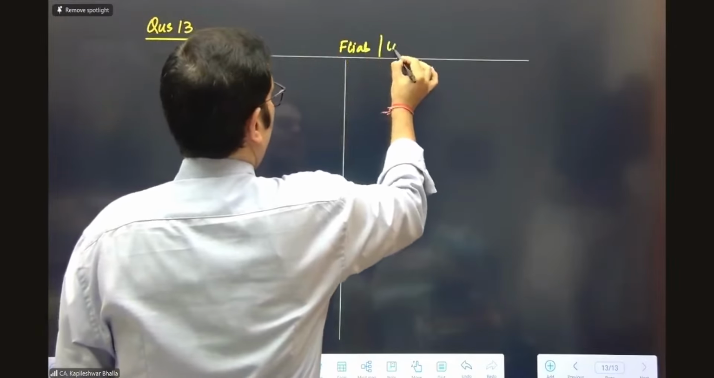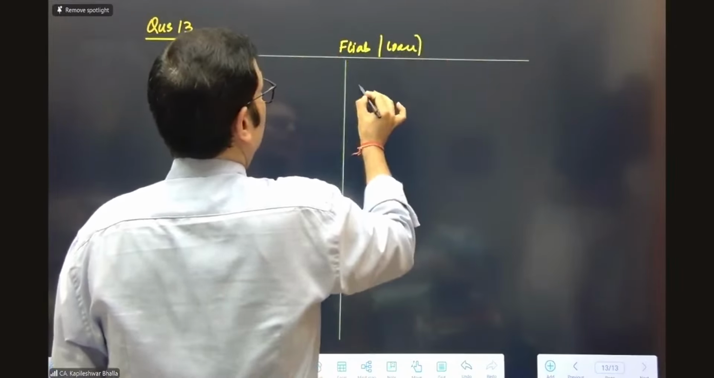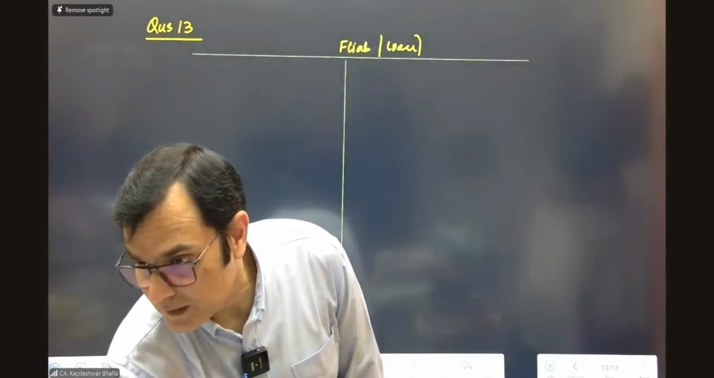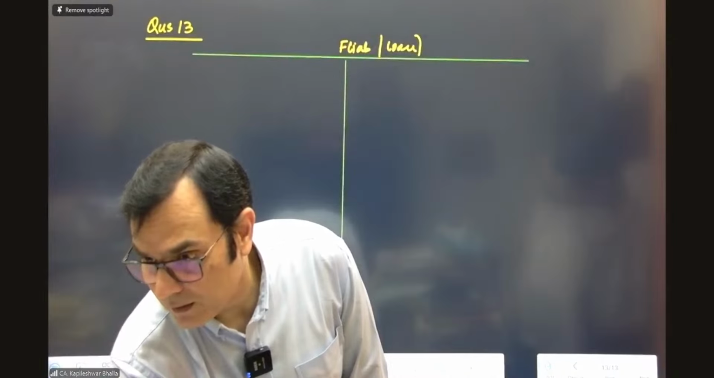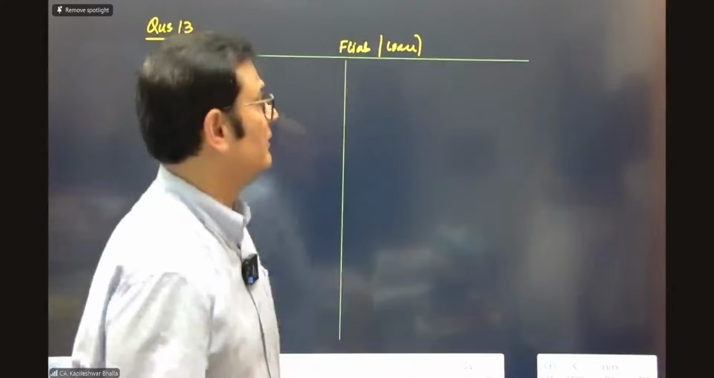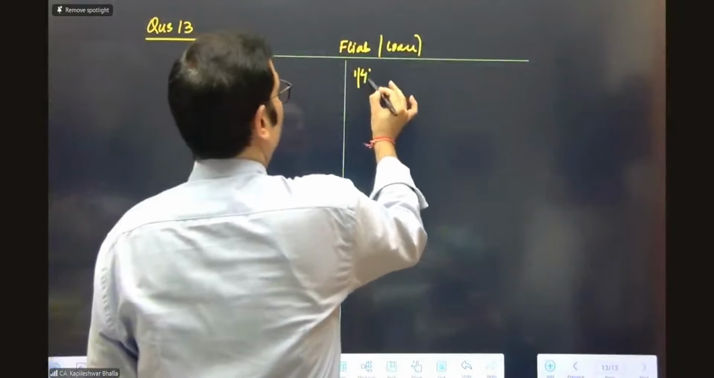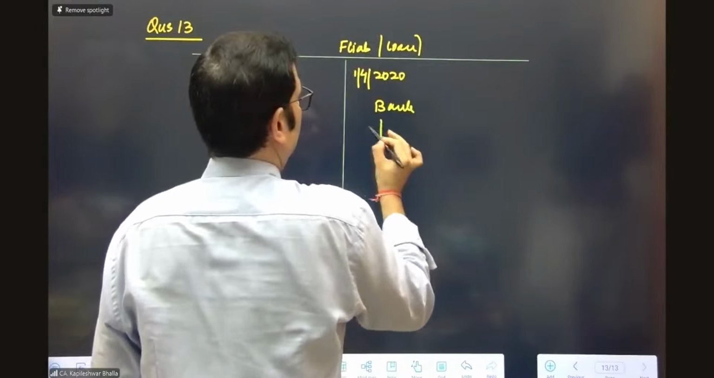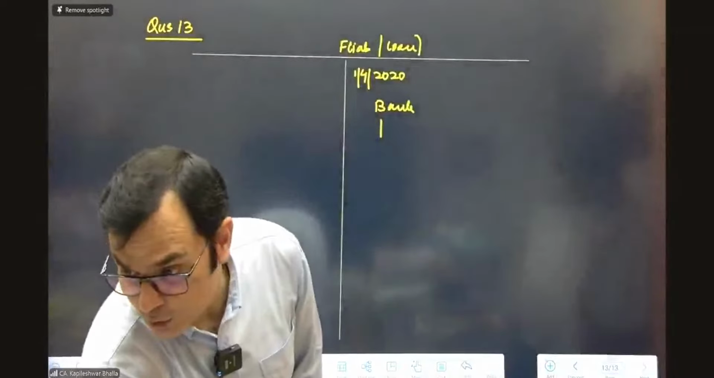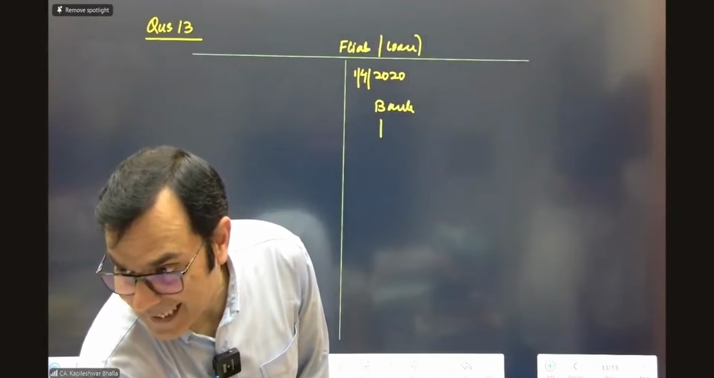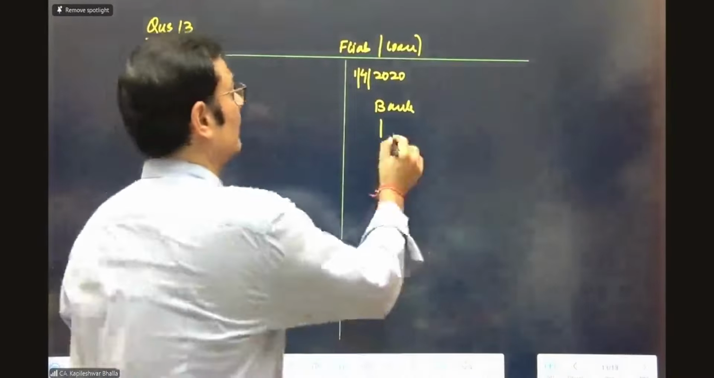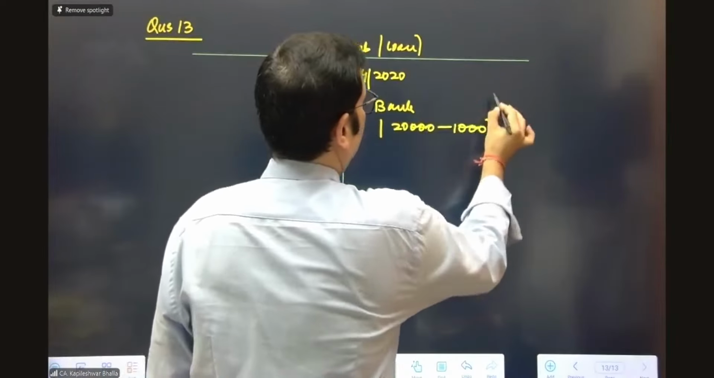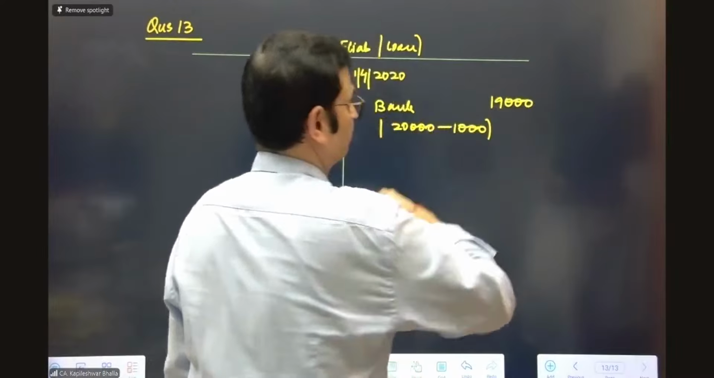So this is a loan. First of all, let's record. I'll have to take a mention of the dates as well. It's starting on 1st April, I guess, 2020. So on 1st April 2020, we first raise the loan. The loan is to the extent of 20,000, and the processing fee is supposed to be 1,000. So we reduce the processing fee, and the loan gets captured to the extent of 19,000.